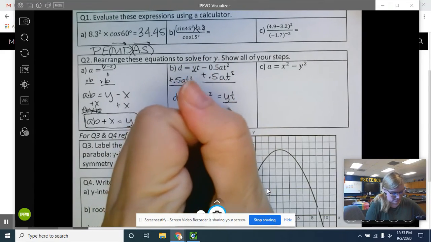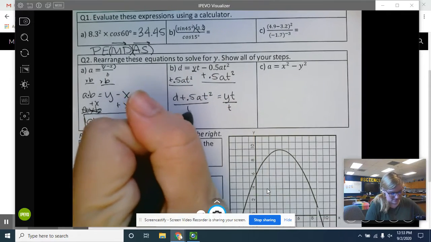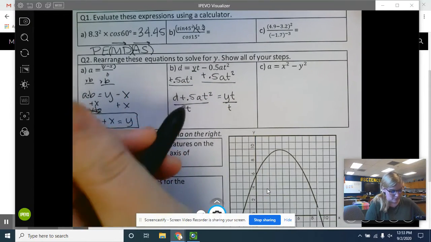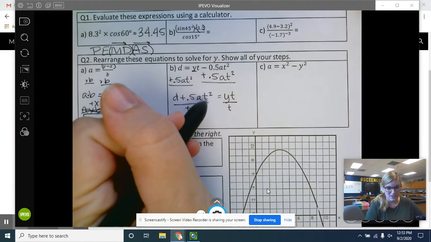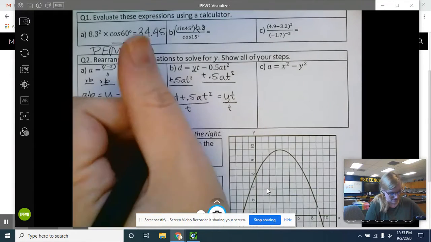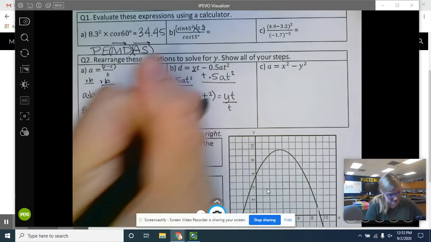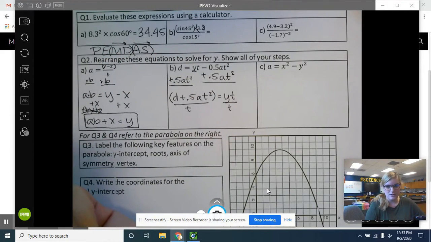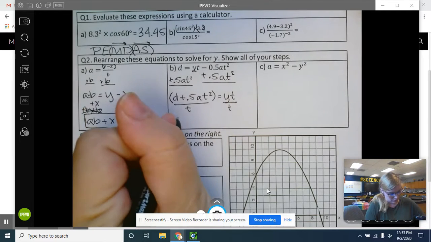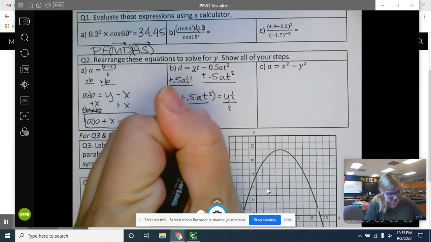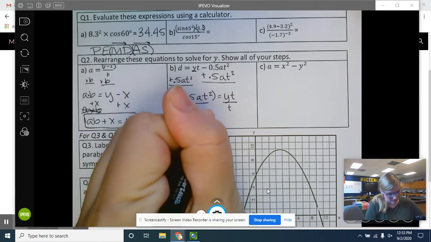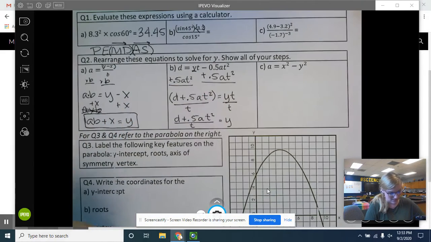Then to undo that multiplication, I divide by t, but we cannot reduce this t with this t because this whole idea is one phrase. So you can't separate just the t's out. So your end answer is 0.5 at squared over t equals y.